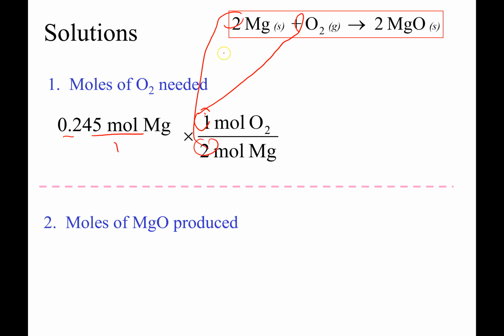Now these ratios will be exact. There's no uncertainty there. So 3 sig figs. I got 0.123 moles of O2.